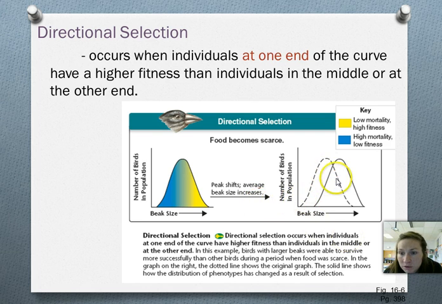And so you have your original graph here, your original peak here, and as time goes by you're seeing beak size get larger and shift to the right. And the key up here says low mortality, high fitness, high mortality, low fitness. So smaller beak sizes are not as fit as the larger beak sizes, and so this yellow area here is what is actually the peak over here now. So that is directional selection, when you just have a shift in that peak.